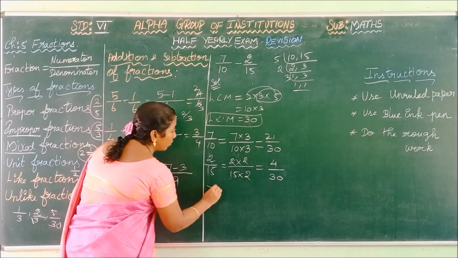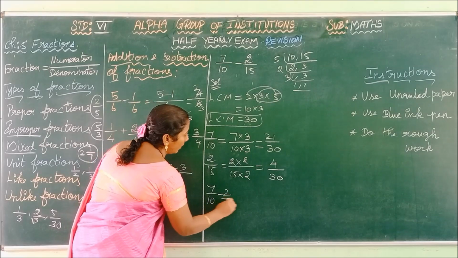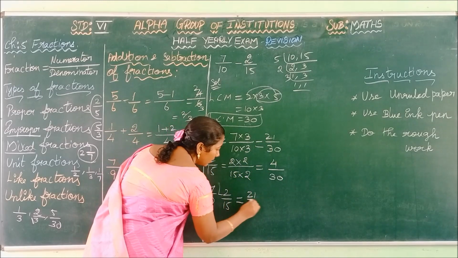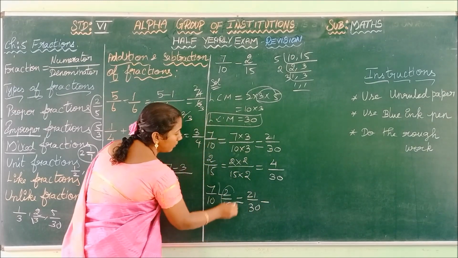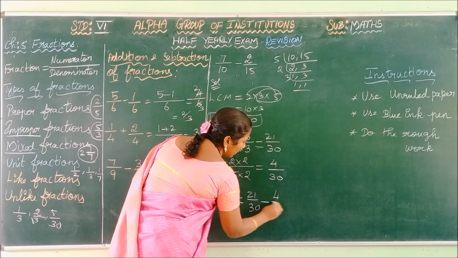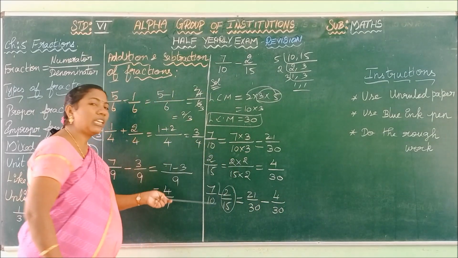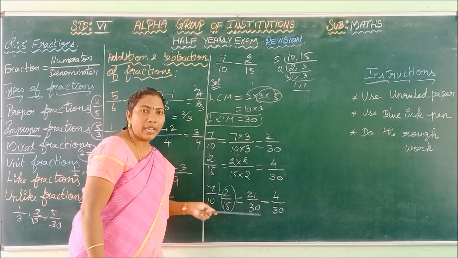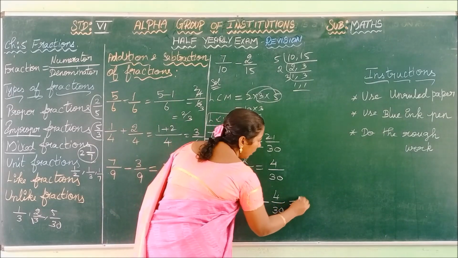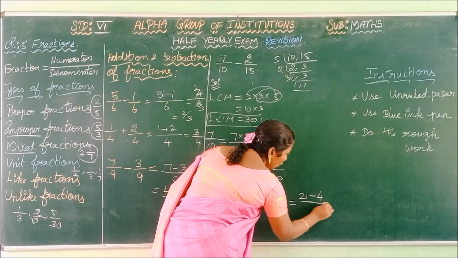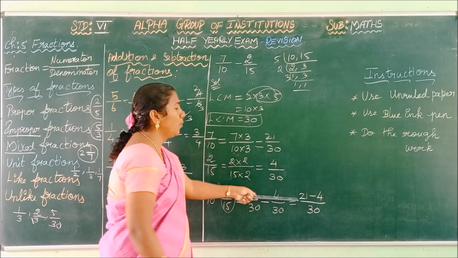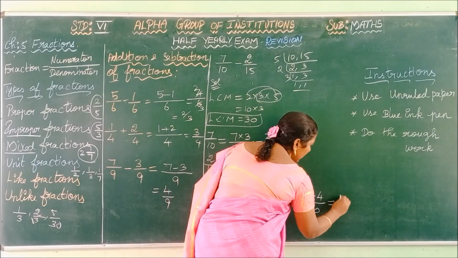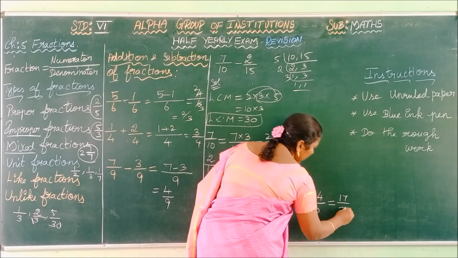Now once again write the question, 7 by 10 minus 2 by 15, which is equal to, what is the value of 7 by 10? 21 by 30 minus, what is the value of 2 by 15? 4 by 30. Thus we have converted the given unlike fractions into like fractions. Now it is very easy to subtract these two like fractions. How do you subtract like fractions? By subtracting their numerators. So 21 minus 4, 17. So your answer is 17 by 30.